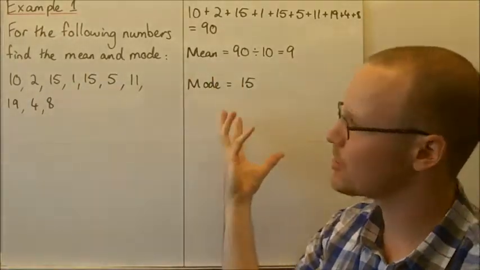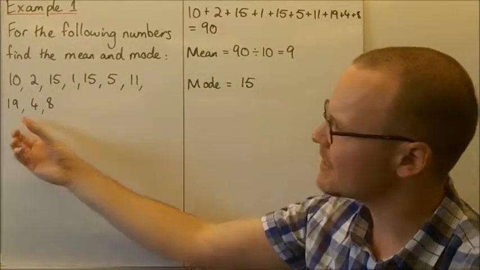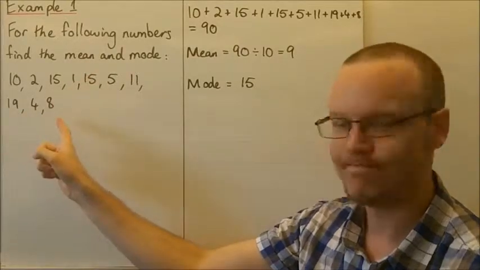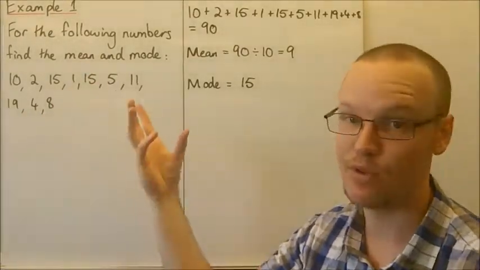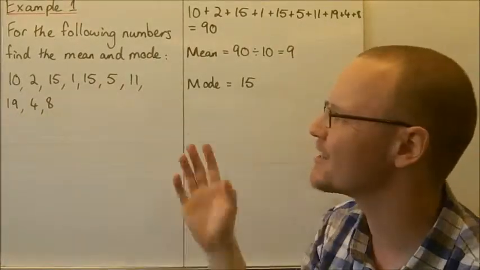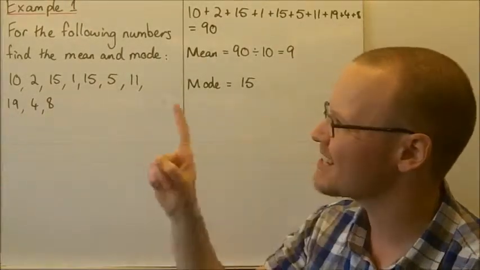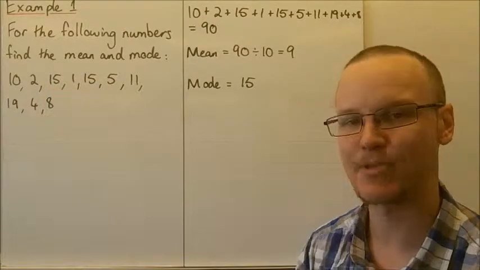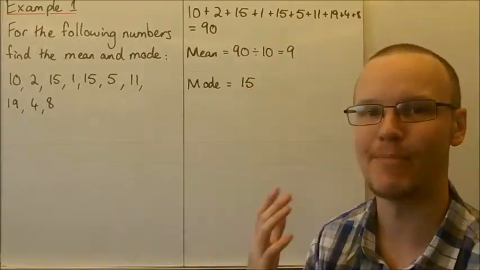The mode is the most commonly occurring one. There is only one number in this set that turns up more than once. So 8's only there once, 4's there only once, 19's only there once. They're all only there once except for 15. 15 comes up twice, so 15 must be the mode.